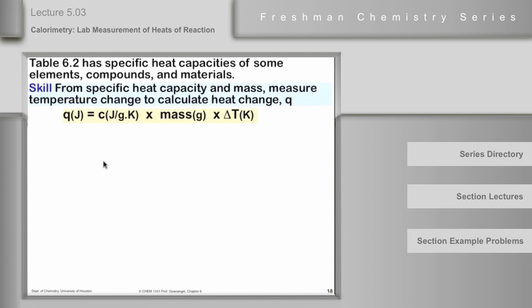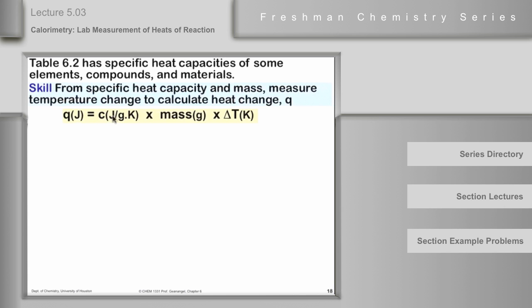So, we want to learn now how to calculate the heat change Q from the specific heat capacity, the mass, and the temperature change. So this is the way it works. Q in joules is equal to the specific heat capacity, which we saw in the previous slide as joules per gram Kelvin, times the mass in grams. So grams will cancel there. Times delta T in kelvins, so the kelvins will cancel, and the answer will be in joules.